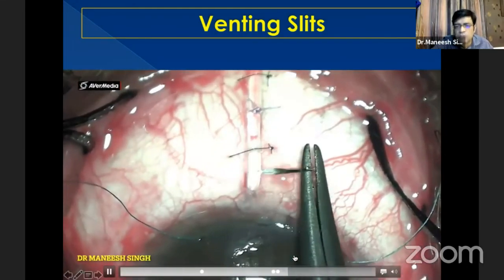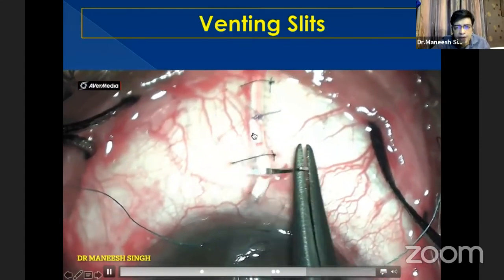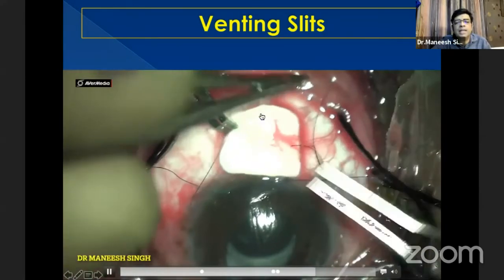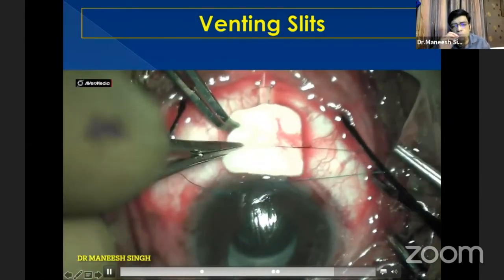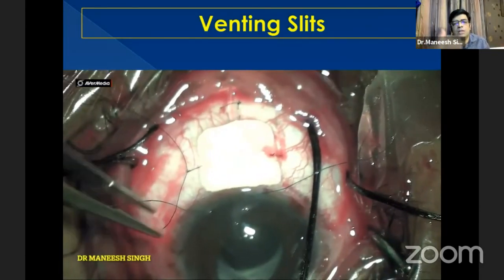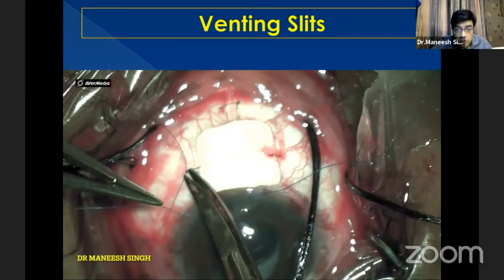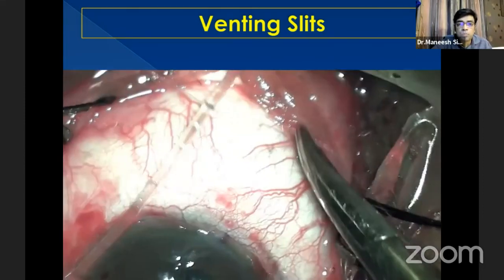But since for 1 month it will not function, we'll put some slits into the tube anterior to the place where we have occluded, and then cover it with the scleral patch graft. These slits will have some oozing of aqueous, so it will maintain the pressure for the next 1 month, as long as the Vicryl is not dissolving and the tube has not started to function.